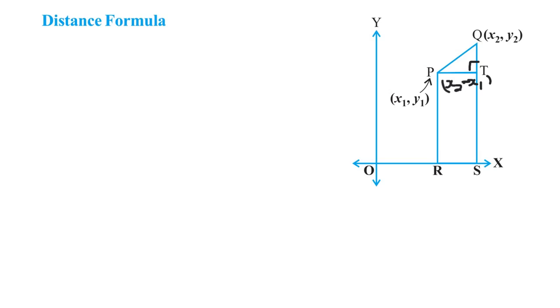Can you figure out what QT is? From here to here is y1, and from here to here is y2. So QT is going to be y2 minus y1.